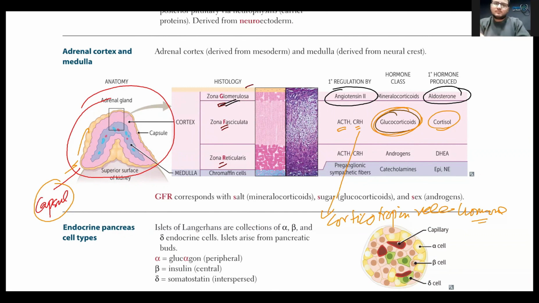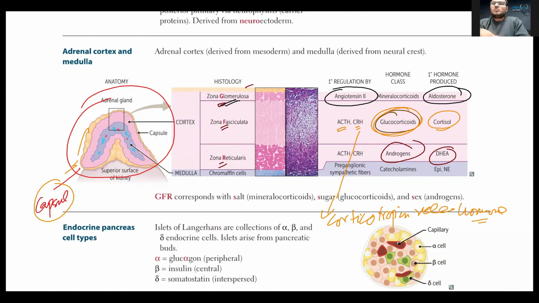Next, zona reticularis. Zona reticularis is producing the hormone class androgens, reproductive hormones. Remember, it is reproductive. Next, most important is dihydroepiandrosterone, DHEA. That is the primary hormone produced in this zona reticularis. How is it regulated? Same as zona fasciculata. It is controlled by ACTH and CRH.